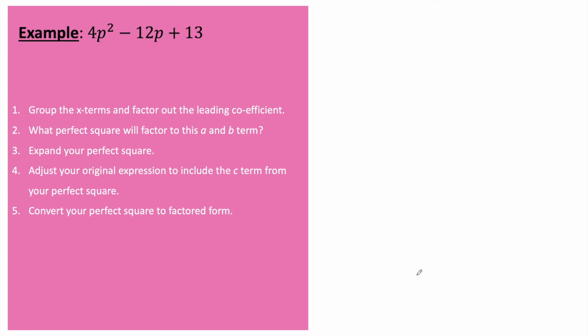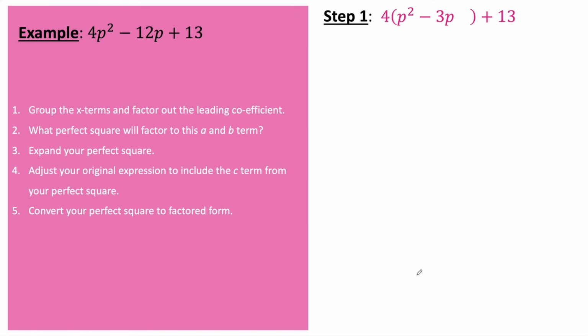Why don't you give this one a shot and see how it goes? If you followed the steps correctly, you would have grouped the x terms, in this case they're p terms, and factored out the leading coefficient of 4. You have 4 times p squared minus 3p plus 13.